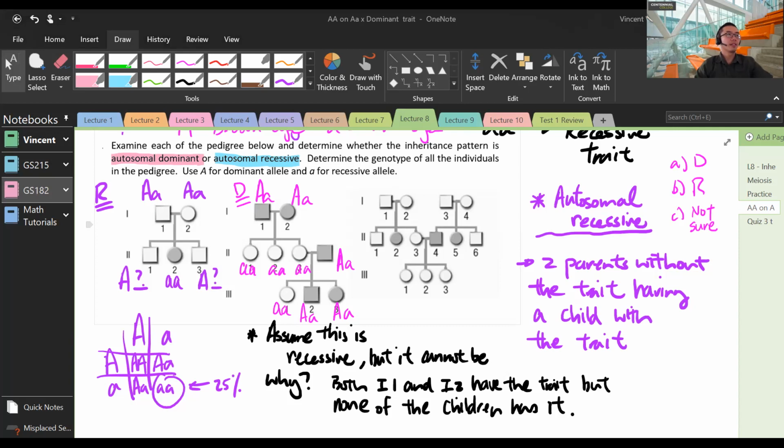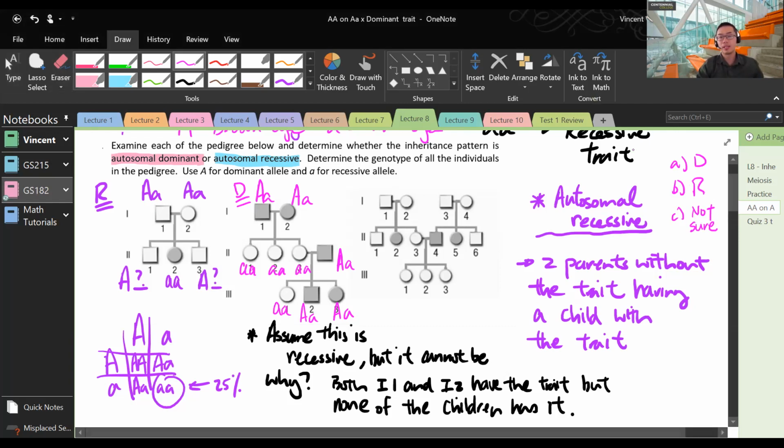Okay, so we have more people choose dominant, and then some people choose recessive. Some are not sure. That's okay. Let's read what this purple thing says here. Okay. 2 parents without the trait having a child with the trait. If this happens, then it's going to be recessive.